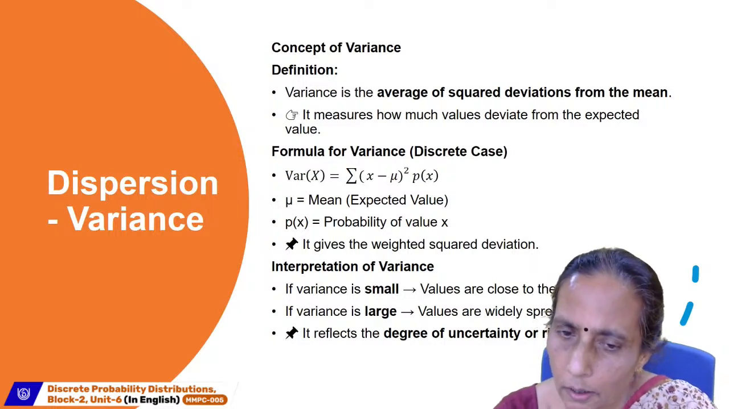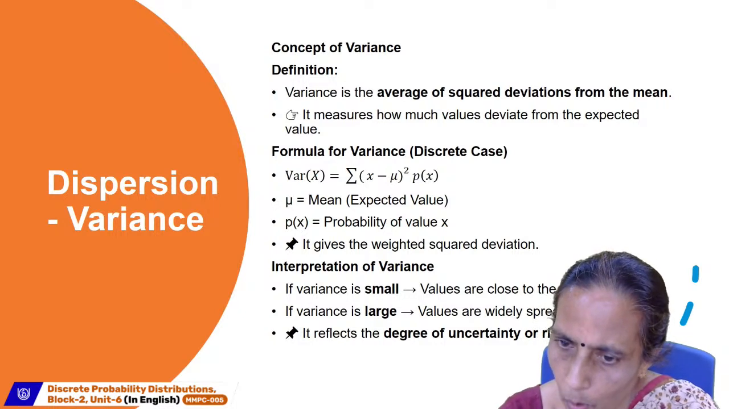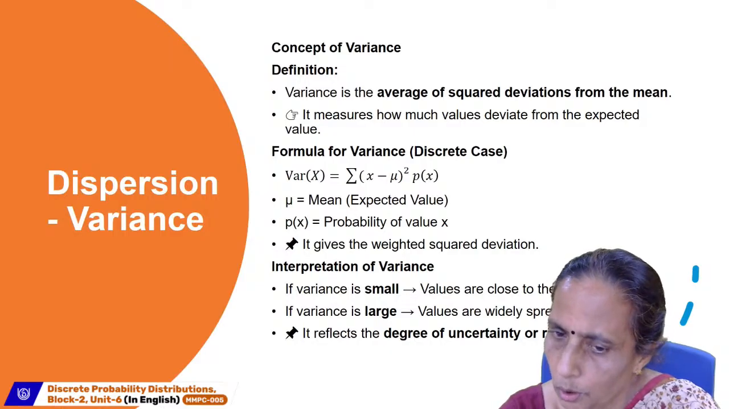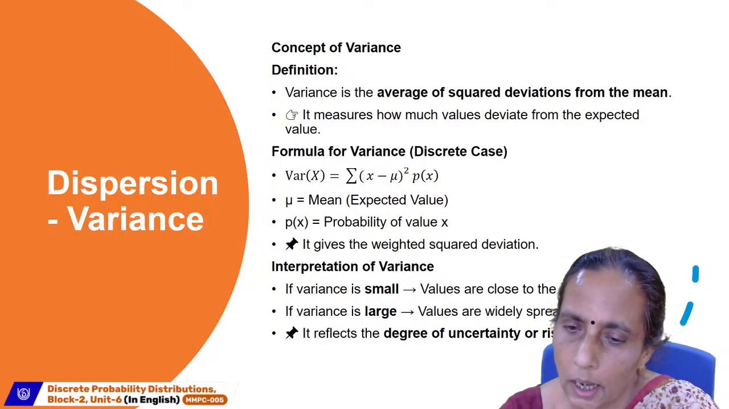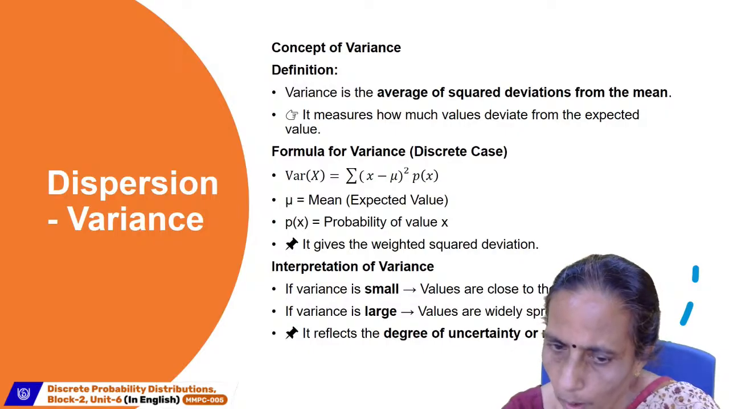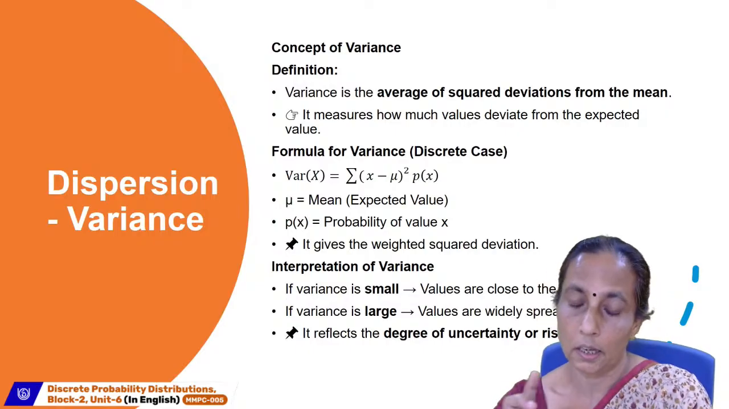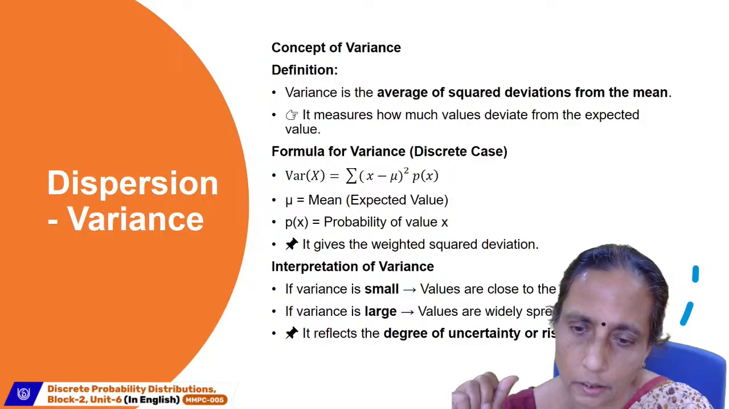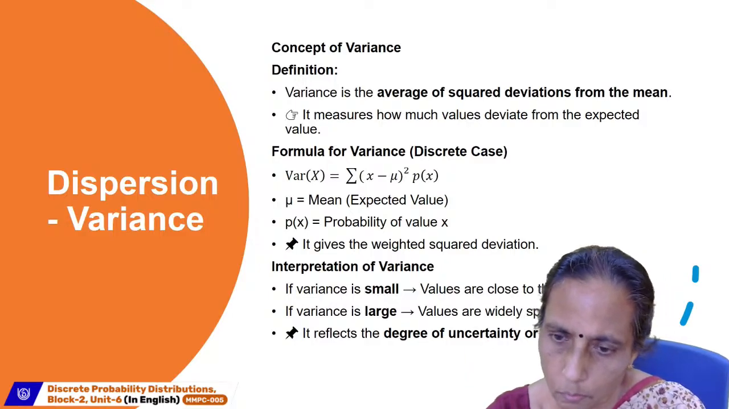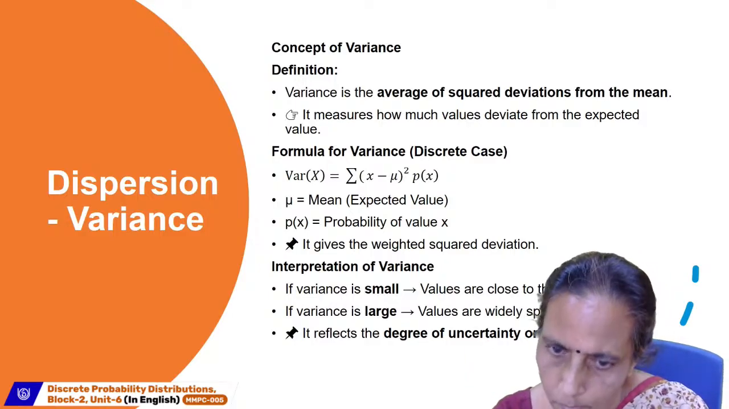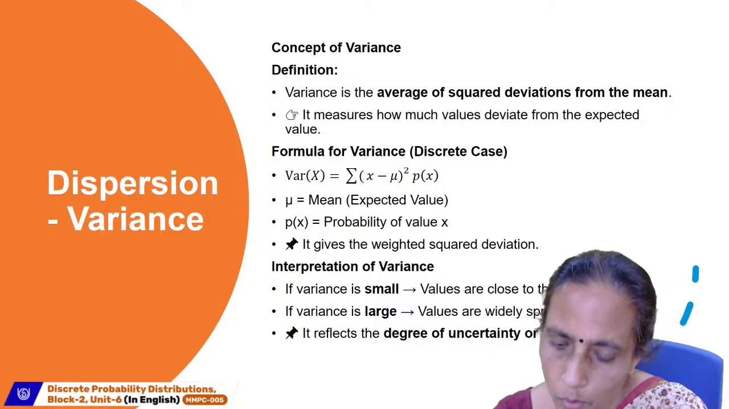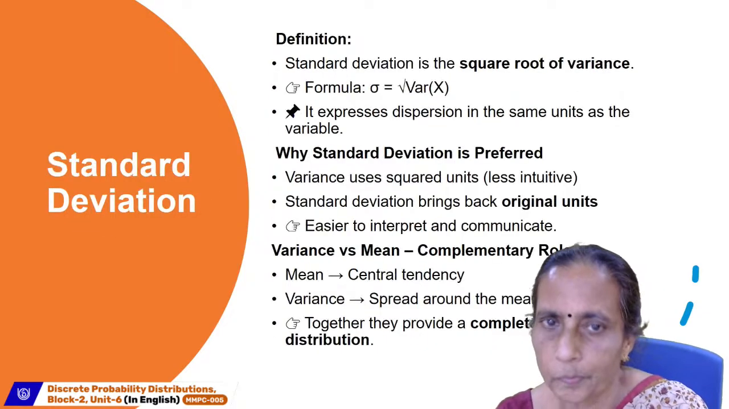Interpretation of variance: if the variance is small, values are close to the mean. If the variance is large, values are widely spread. So it reflects the degree of uncertainty or risk. The more the spread, the more the variation, the more the uncertainty.